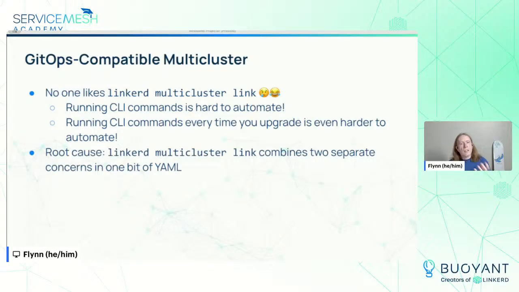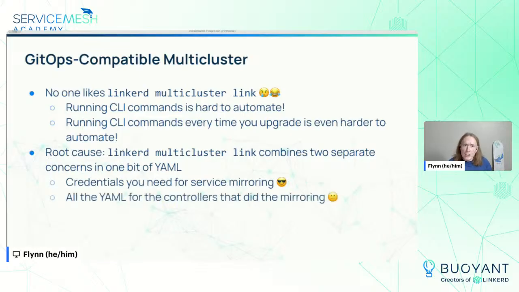The root cause of this unpleasantness is that Linkerd multi-cluster link always combined two separate things into one really ugly block of YAML. On the one hand, it included the credentials that you need for service mirroring to work, which is fine. I mean, that makes sense. But it also included all of the YAML to define the controllers that were doing the service mirroring, which is much weirder. And the fact that those controllers were present was the reason that you always had to rerun Linkerd multi-cluster link on upgrade, because you had to upgrade the controllers.